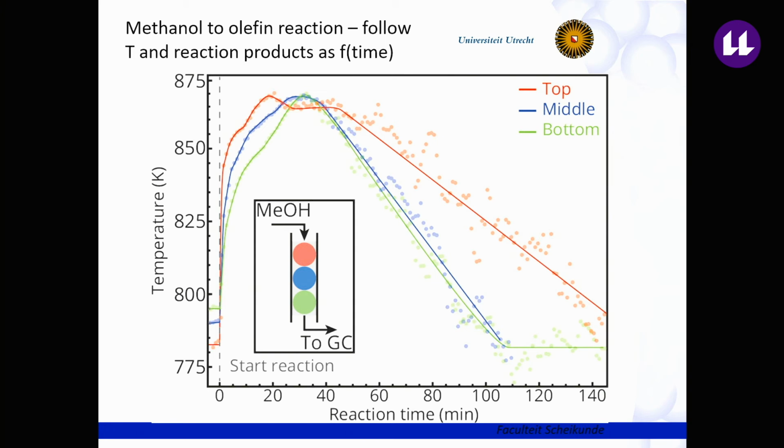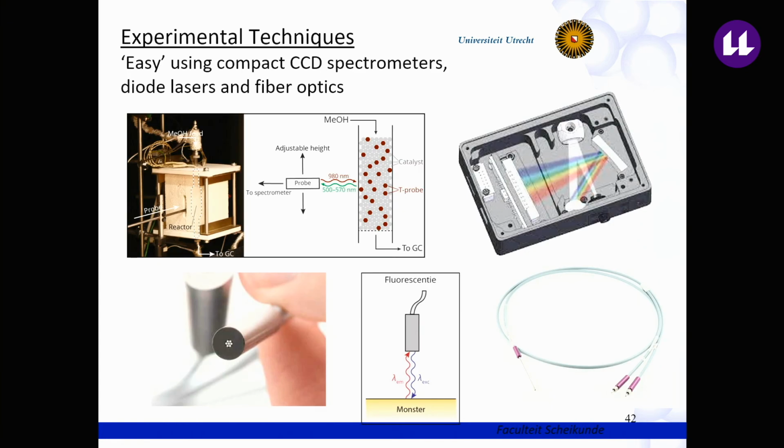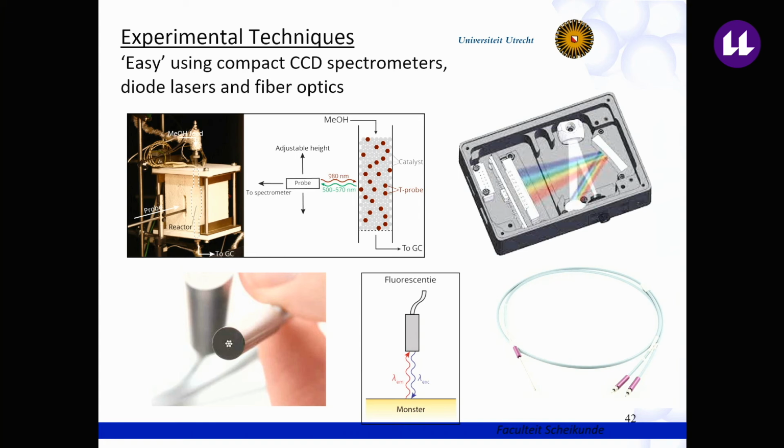So you can probe the temperature at different positions in your catalytic reactor, at very high temperatures. Maybe also good to realize that a lot of this temperature sensing, luminescence temperature sensing, is enabled by new equipment. We now have fiber optics where you can have fibers with like 7 fibers, where you can use the central fiber to excite your sample and the fibers around it to collect the emission.